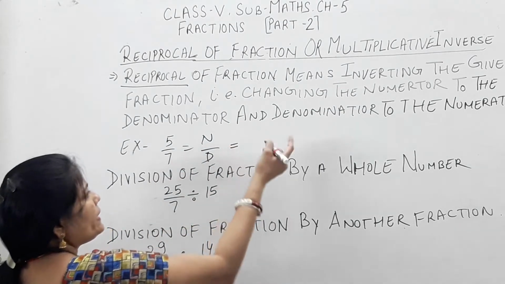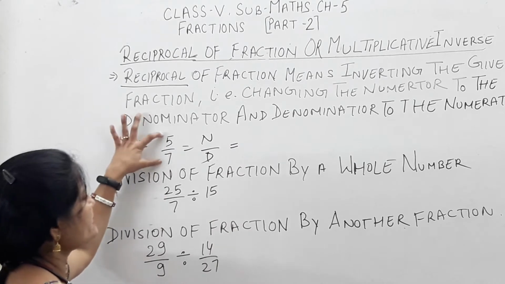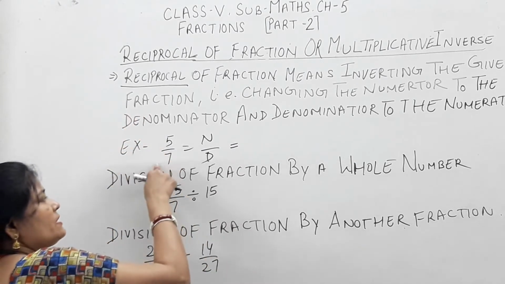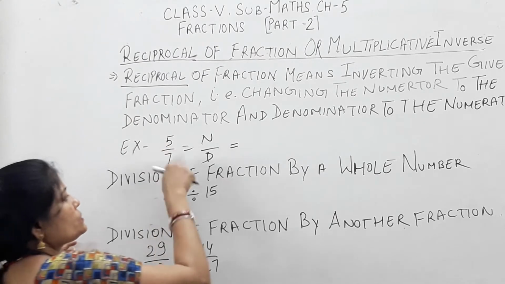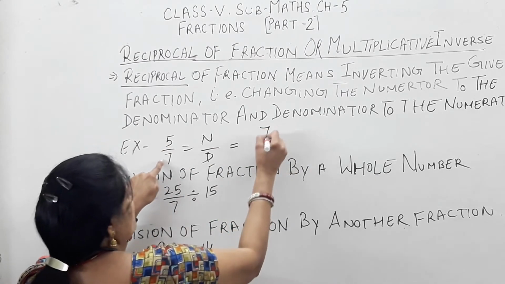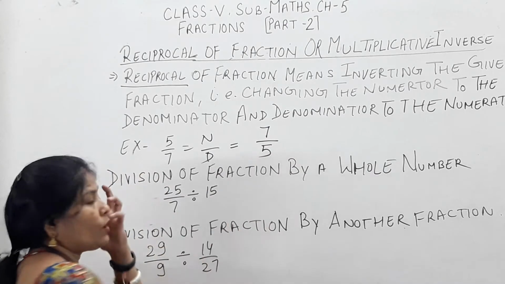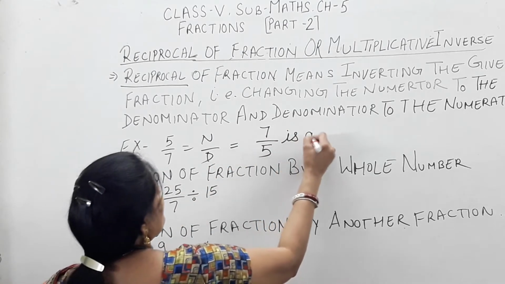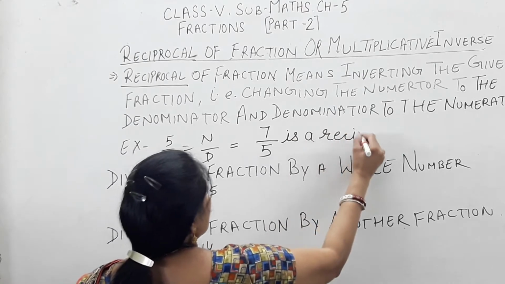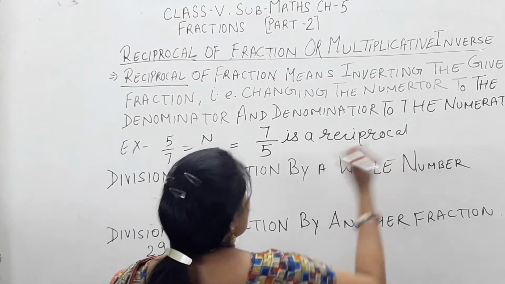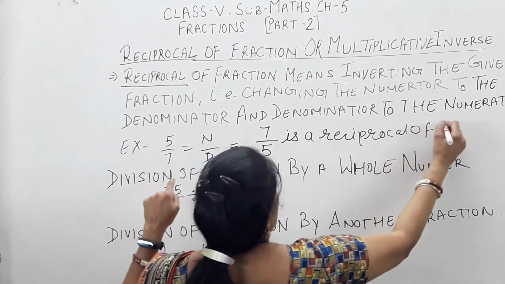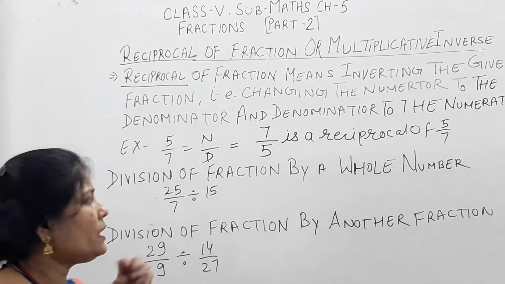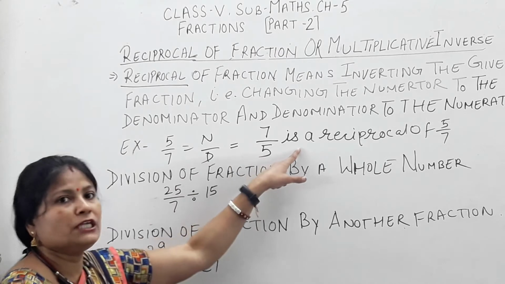Yes children, how do I write down the reciprocal of 5 by 7? Show me how I write down. Because 5 and 7 are the numerator and denominator, I have to convert 7 as the numerator and 5 as the denominator. Yes, 7 by 5 is the reciprocal of 5 by 7. Understood children? This is called reciprocal, inverting the given fraction.